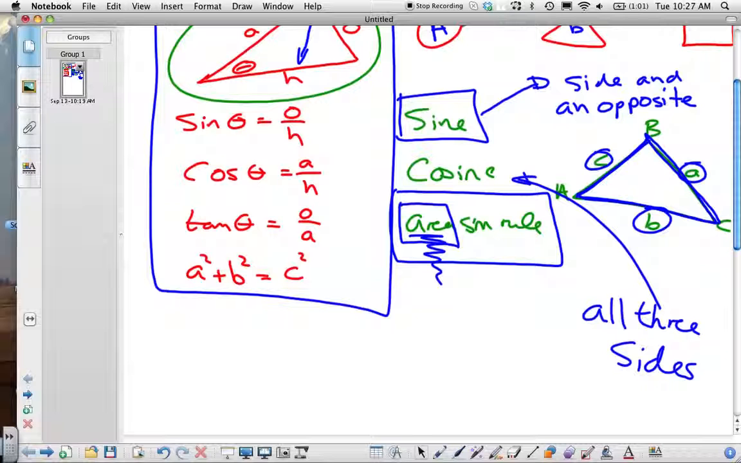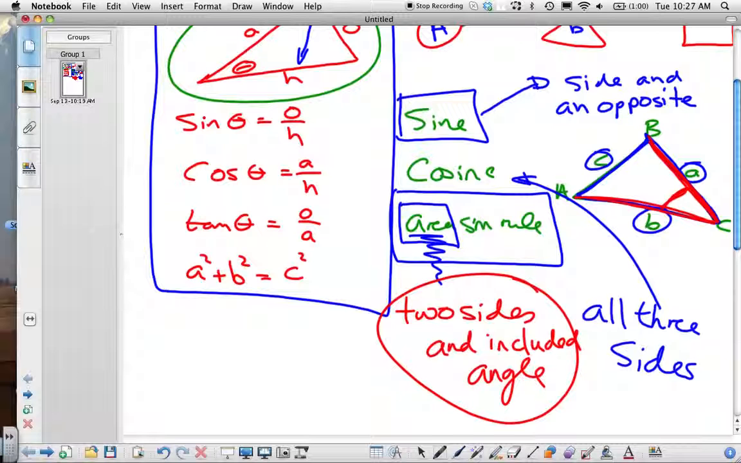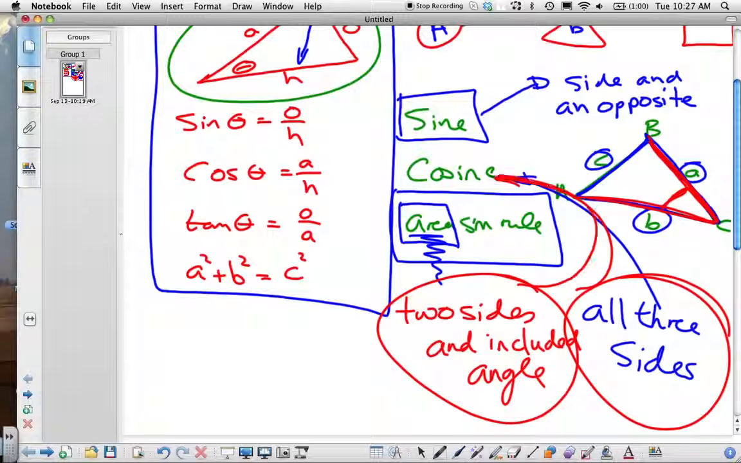If you are given a side and a side and the angle that's made up by those two sides, we call it the included angle. So when we have two sides and the included angle, cosine rule. So these ones are both for cosine rule.